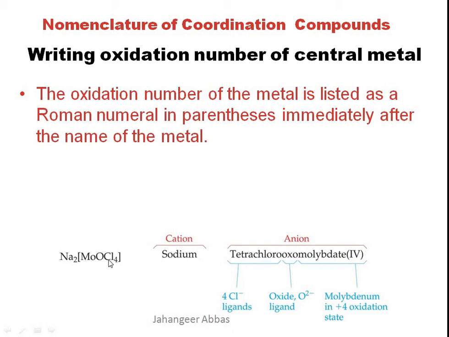This is an anionic complex. We will change the name of the central metal atom. We will write ATE at the end of the central metal atom, and then we will write its oxidation state, oxidation number. The oxidation state is written in Roman numerals. As the oxidation state is plus 4, we have written it in Roman numerals.